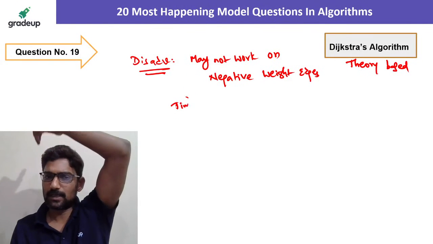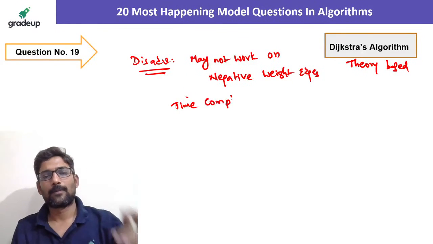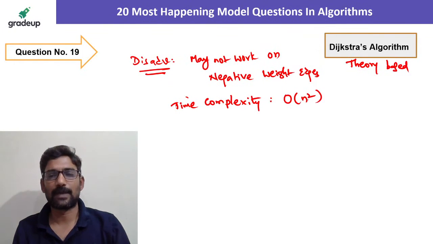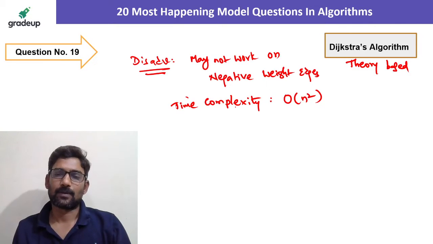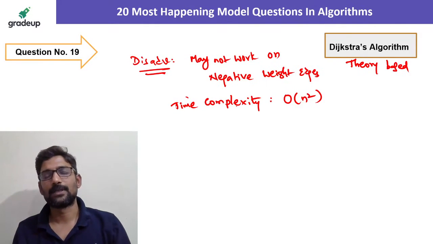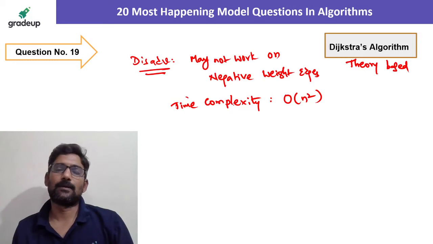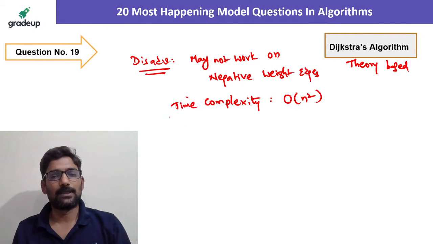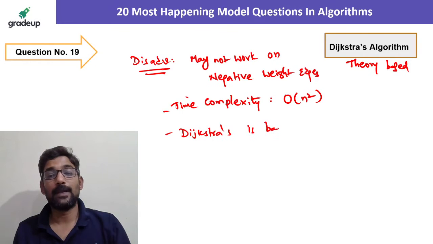And you have to see the time complexity. What is Dijkstra's algorithm time complexity? You can say big O of n square. Of course, vertices into edges. Then you can say what Dijkstra's algorithm is based on what? Greedy method. So Dijkstra's algorithm related, you may get a question.